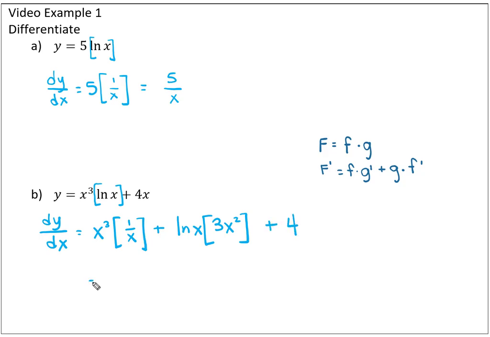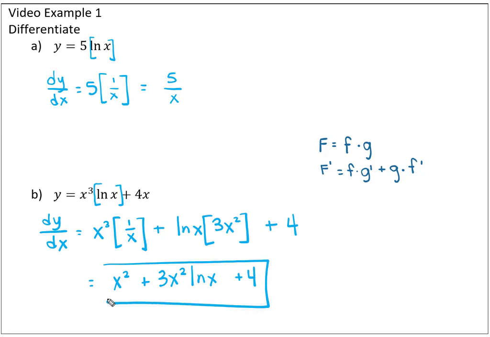Let's simplify this a little bit. X cubed times 1 over x becomes x squared. And in this one, we're going to pull our coefficient and our variables before the ln of x, and then we're going to add the 4 at the end. Alright, let's get some more practice.